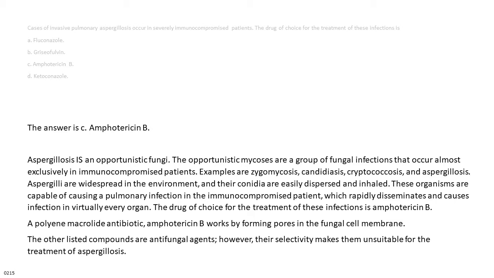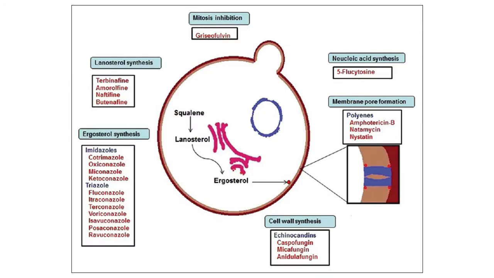These organisms are capable of causing a pulmonary infection in the immunocompromised patient, which rapidly disseminates and causes infection in virtually every organ. The drug of choice for the treatment of these infections is amphotericin B. A polyene macrolide antibiotic, amphotericin B works by forming pores in the fungal cell membrane. The other listed compounds are antifungal agents, however, their selectivity makes them unsuitable for the treatment of aspergillosis.